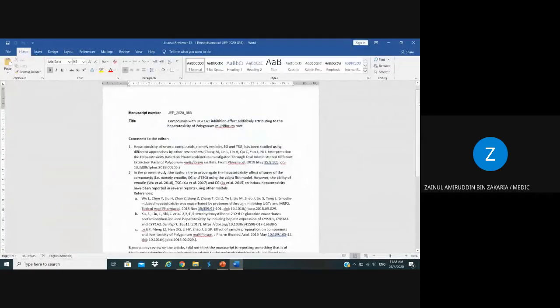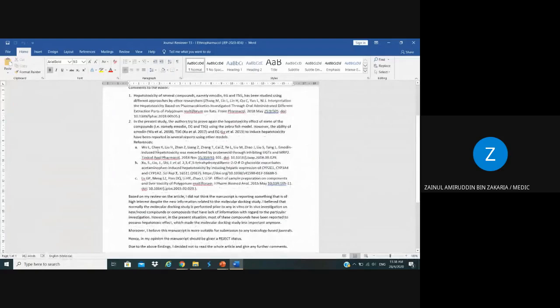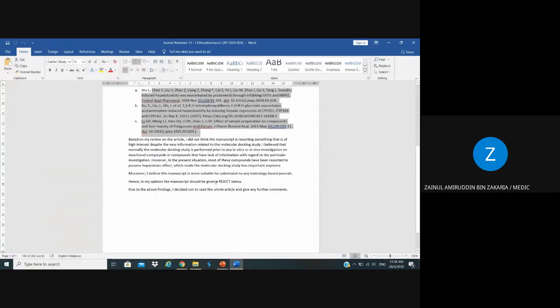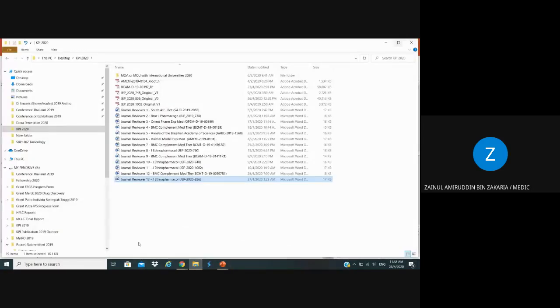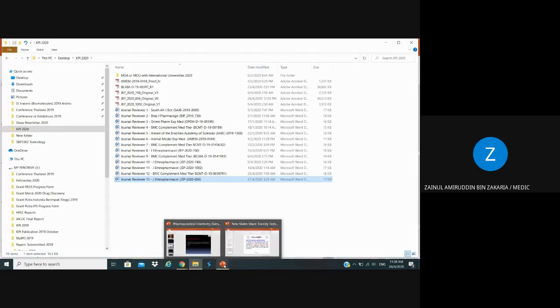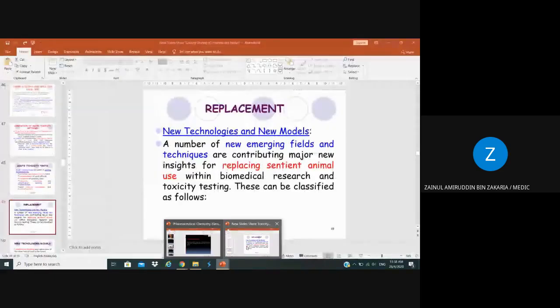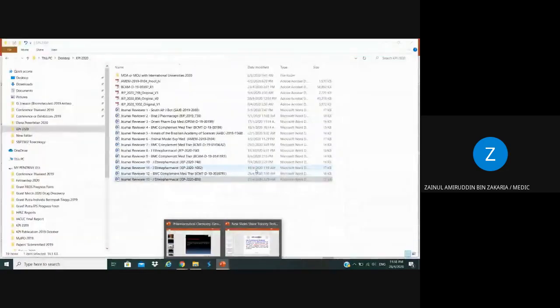See, there are several papers I have detected published on this plant, on this compound, imodine and so on. So I don't think there is a new finding on this paper, so I give a reject status. So if you become a lecturer, this is part of your job, not just teaching. Okay, we move on.